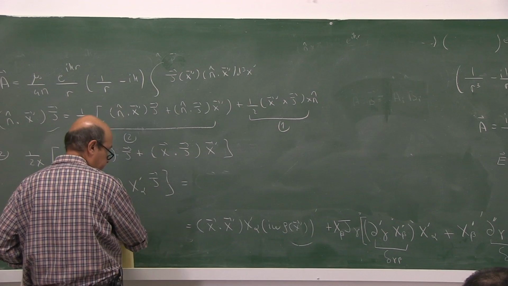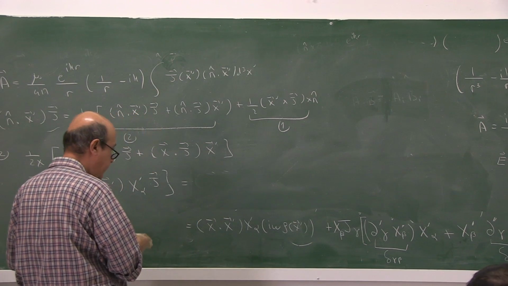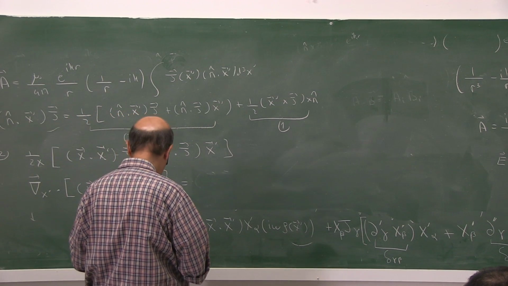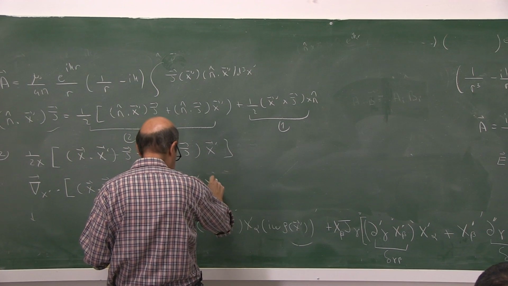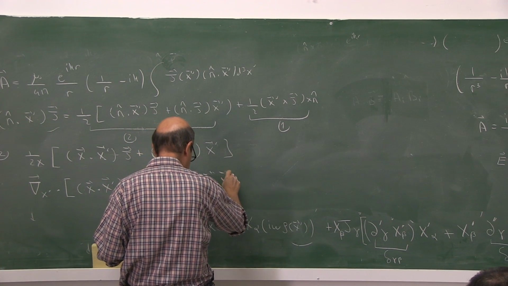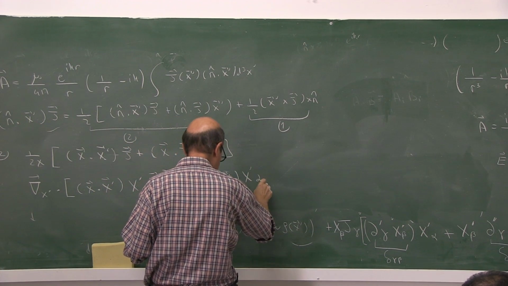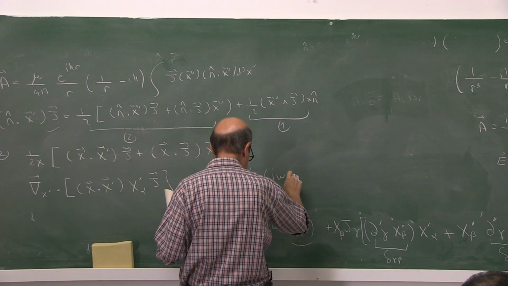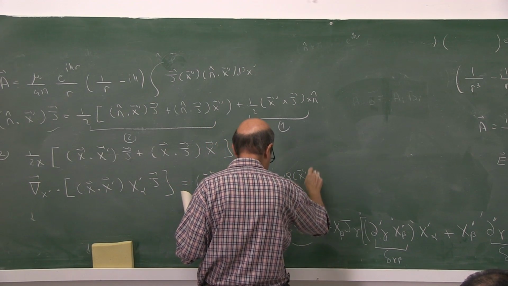So erase this one. You write one more step. So you write again: x dot x prime, alpha, i omega rho, x prime, that.